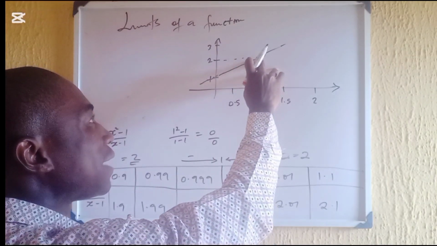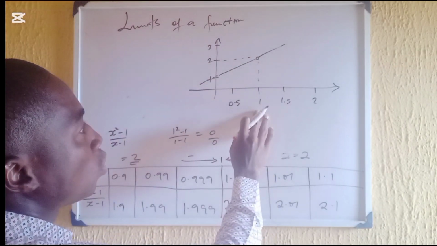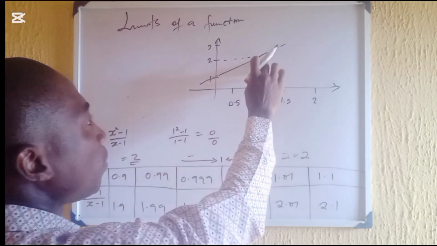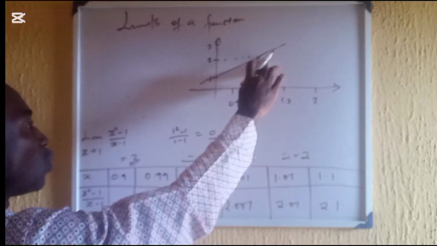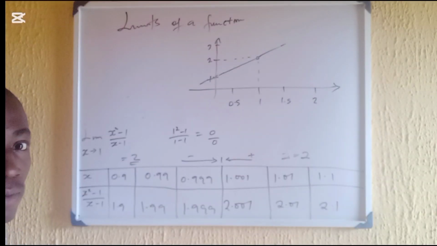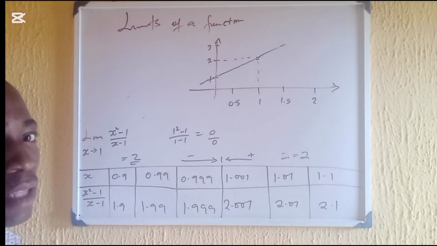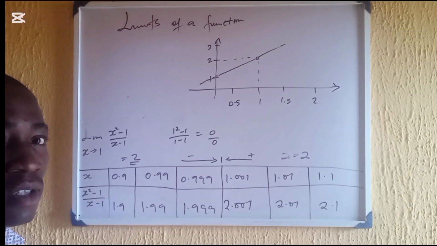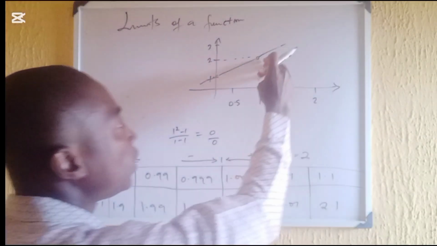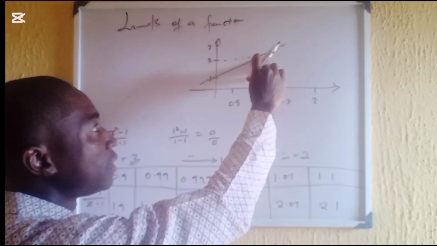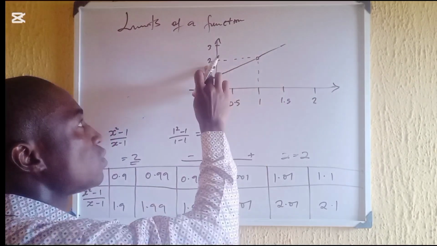Then it has a gap at x equal to 1. The gap here means that at x equal to 1, the function is undefined. So the fact that a function has a limit at a particular point doesn't mean that that function is defined at that point. So at this point, the function is undefined, but the limit is 2.